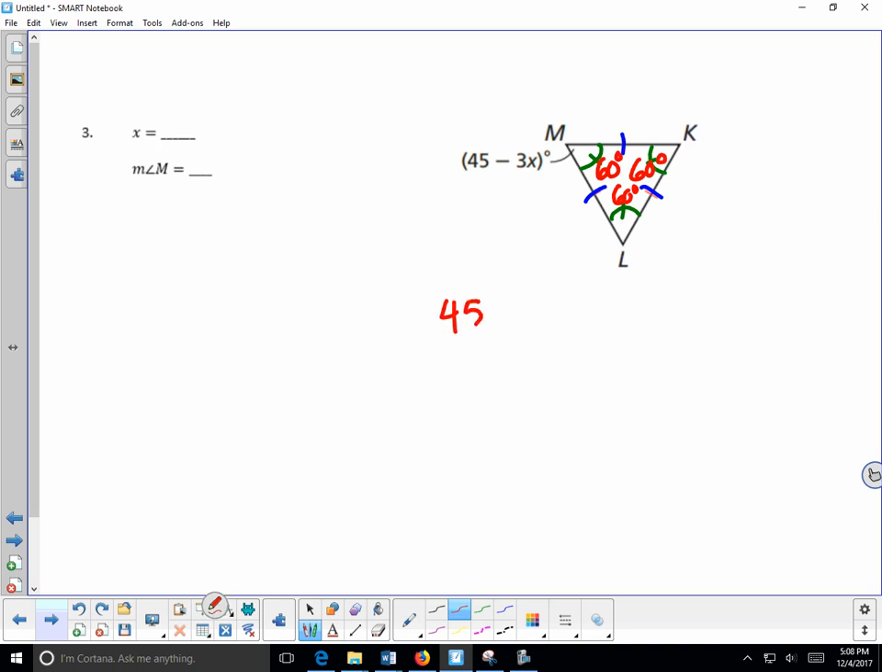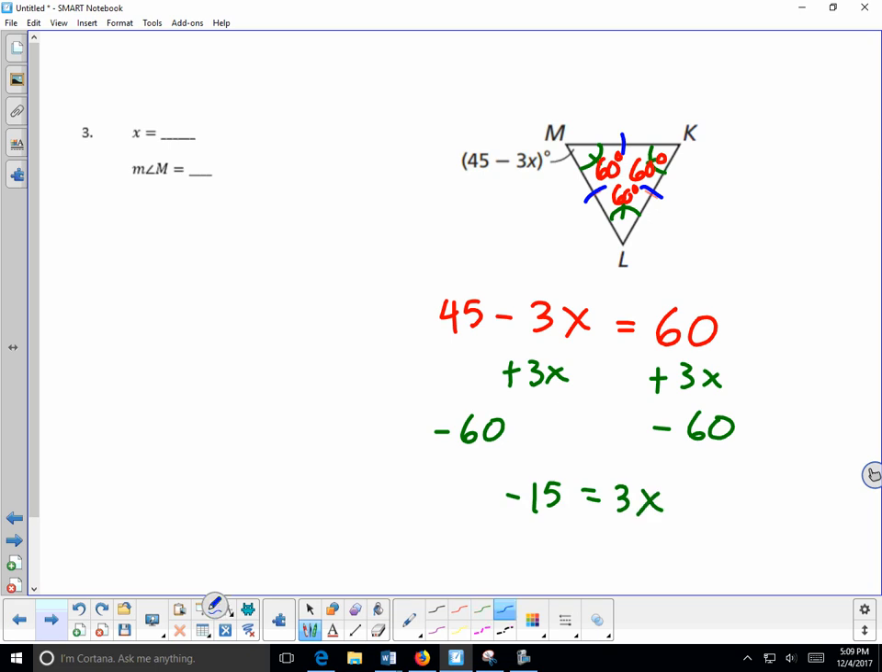So this angle M, which is represented by 45 minus 3x, must equal 60. So to solve this, we might add 3x to both sides and subtract 60 from both sides. And so here we're going to get negative 15 equals 3x, and divide by 3 on both sides, and I get x equals negative 5. Is it okay for x to be negative?